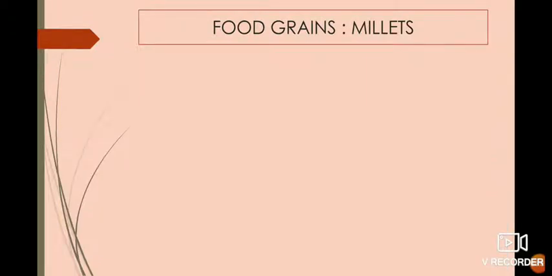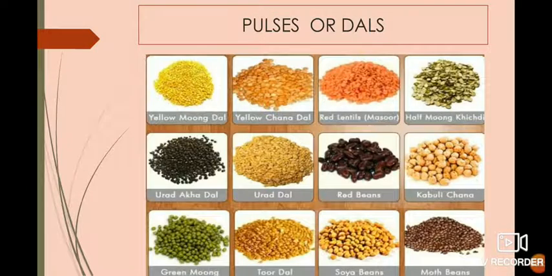Then there are millets. Okay, millets are what are called jowar, bajra, makka cholam, or corn. All these are millets. They are very good for our health, even better than wheat and rice. Okay, try to eat all the millets if you get a chance to.